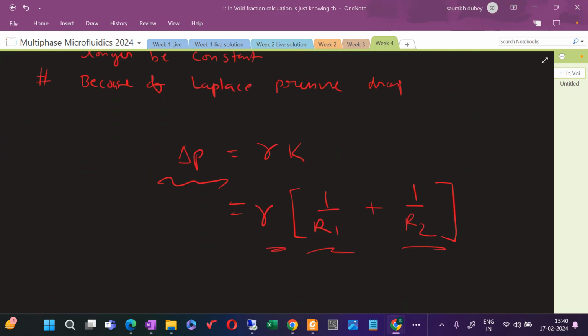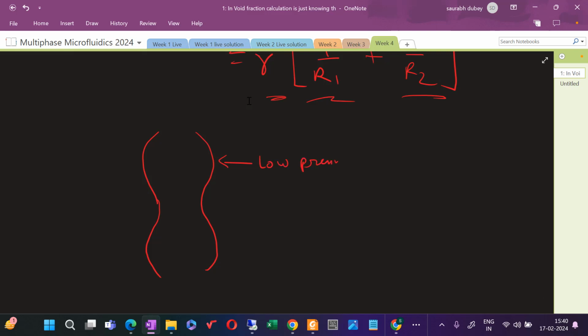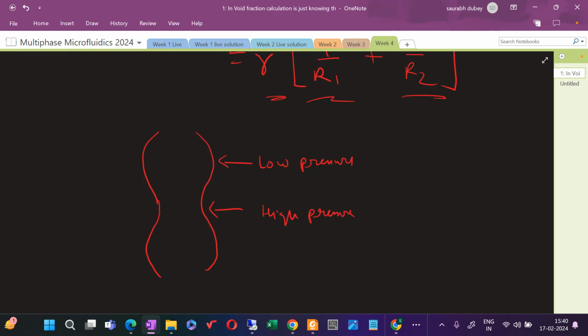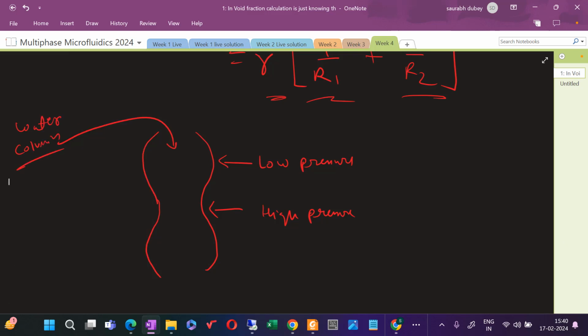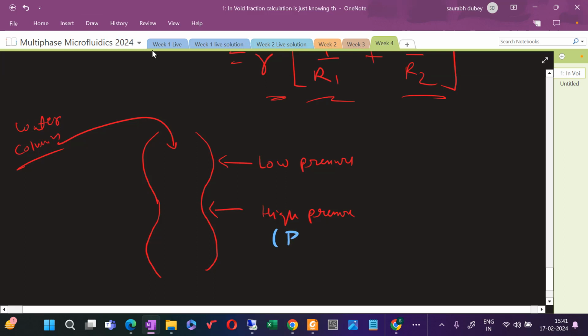So this Rayleigh-Plateau instability, if you see here, if I draw it correctly, this is like this, which is like this, and this one is the low pressure region. Another one is the high pressure region, and this is the water column. This complete thing is the water column, which is coming from the tap. From the high pressure region, the pinch point happens, so the drop detaches from the high pressure region.